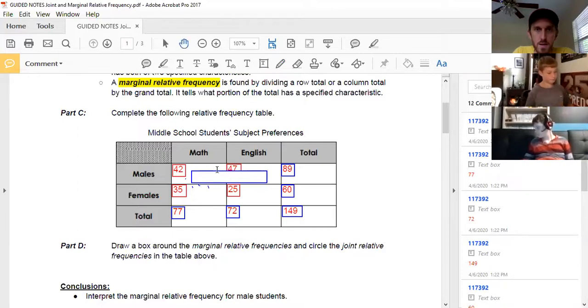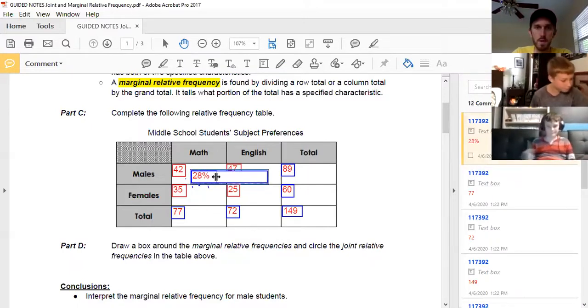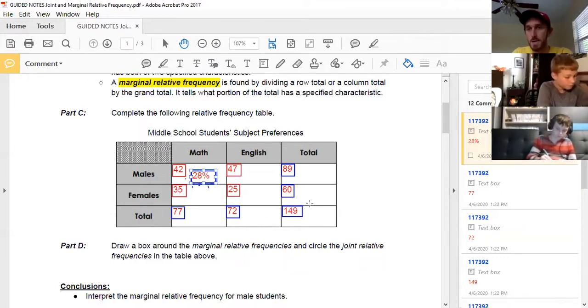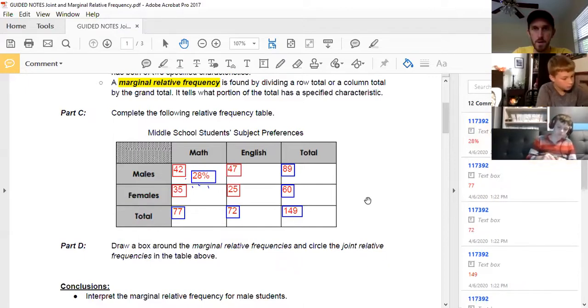0.228. Let's round everything to the nearest whole percentage. So we're going to say 28%. Yeah, 28%. I agree with that. So 28%, because I did 42 divided by my grand total of 149. Make sense? Yeah. It's all very basic.